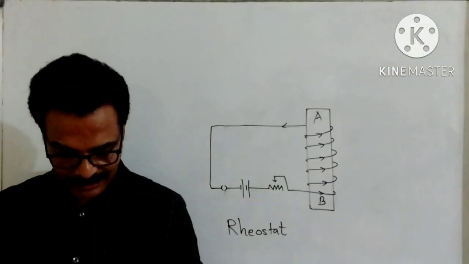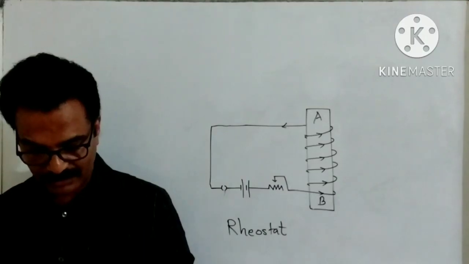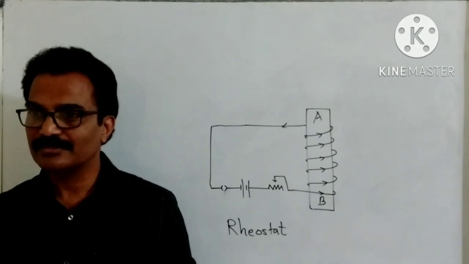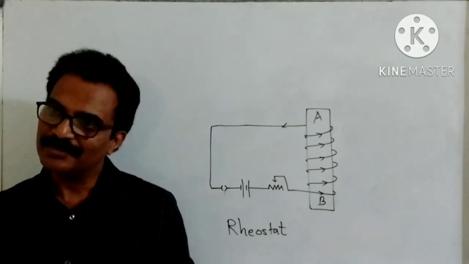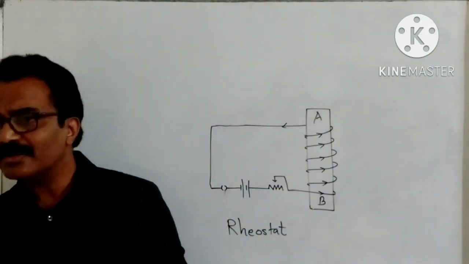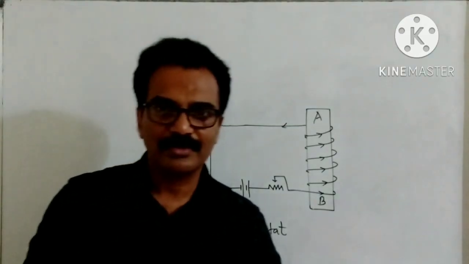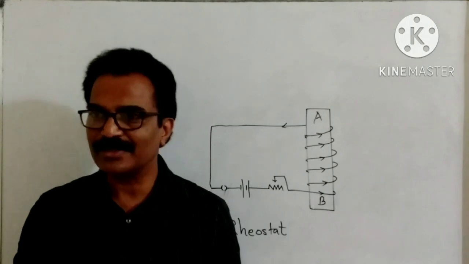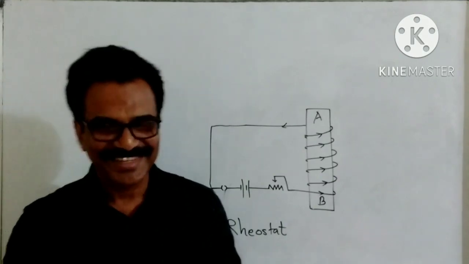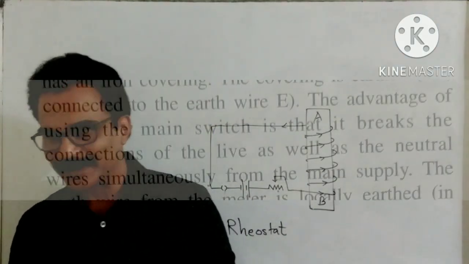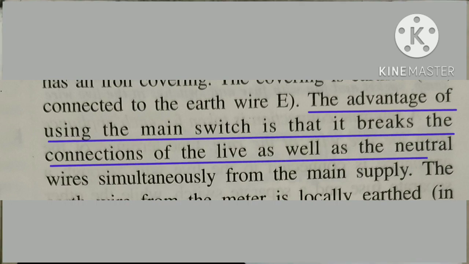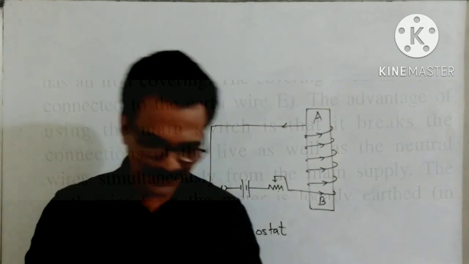Let it be. And the last one, what is the advantage of using the main switch? It breaks the connection of the live wire and neutral wire simultaneously from the main supply. Will you read it from the book? The main switch breaks the connection of the live as well as the neutral wire simultaneously from the main supply. Okay.